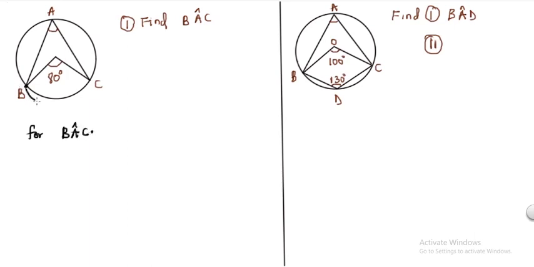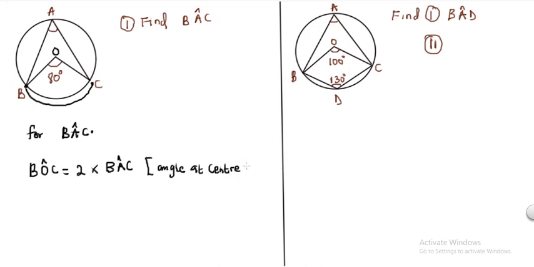If you notice, this arc here is responsible for subtending the angle at the center and at the circumference. So we use our theorem here. We know that the angle subtended at the center is twice the angle subtended at the circumference. So we say the center is O, so we can say angle BOC. So I'll say angle BOC is equal to 2 times angle BAC. The reason is that angle at center is equal to 2 times angle at circumference.